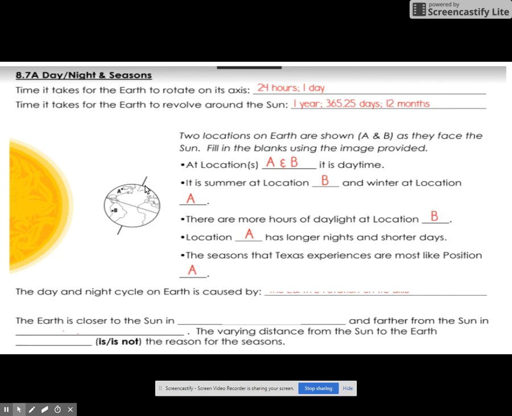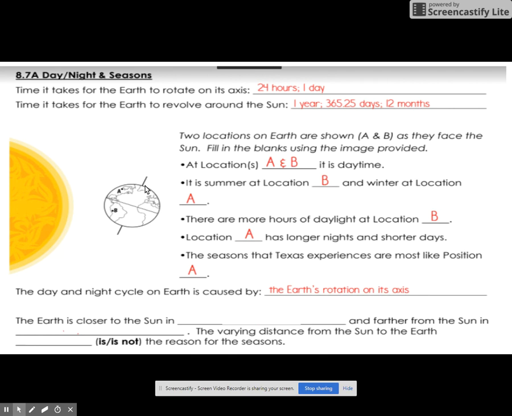The day and night cycle on Earth is caused by what? So, how do we get day and night? We know that it is caused by the rotation of the Earth on its axis. So, as we spin every day, or as we rotate every day, we receive night and we also receive day.